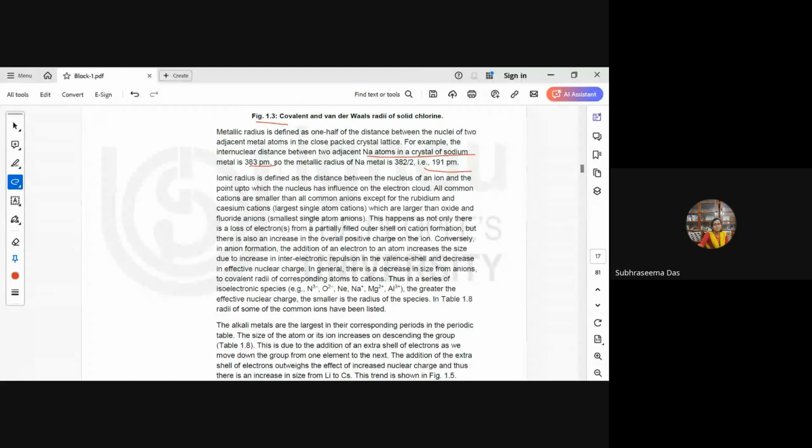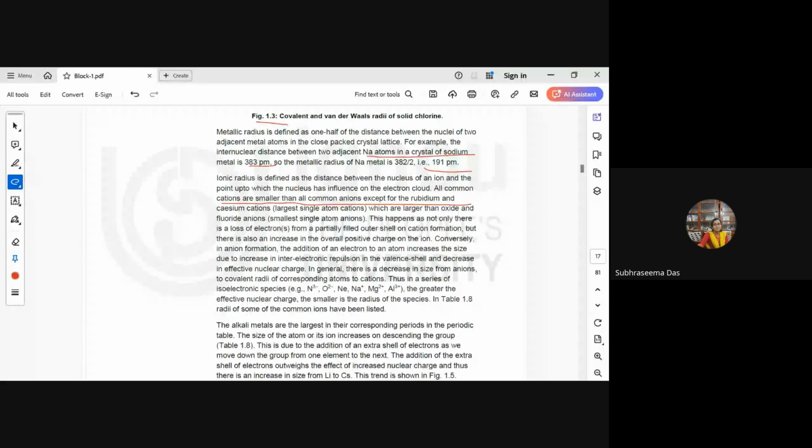The ionic radius is defined as the distance between the nucleus of an ion and the point up to which the nucleus influences the electron cloud. Particularly in ionic radius, we consider the nucleus of the ion, that is, the distance of the ion to the point where it has an impact on the electron cloud. Now we all know that all common cations are smaller than all common anions, except for rubidium and cesium, which are largest, and fluoride, which is the single smallest anion that we know.